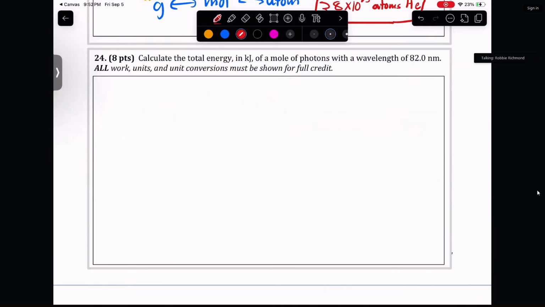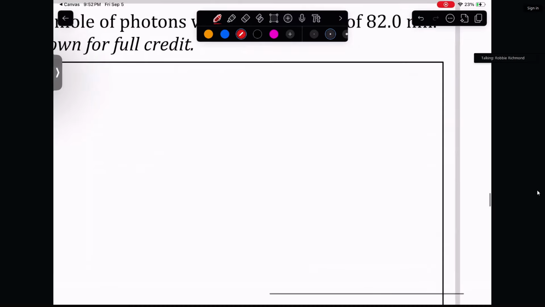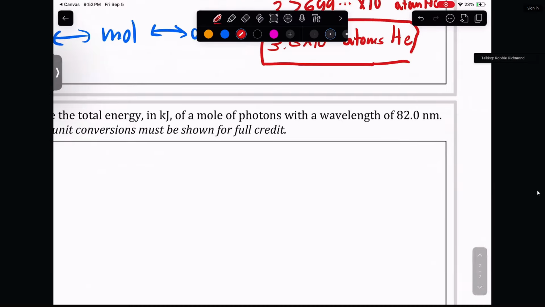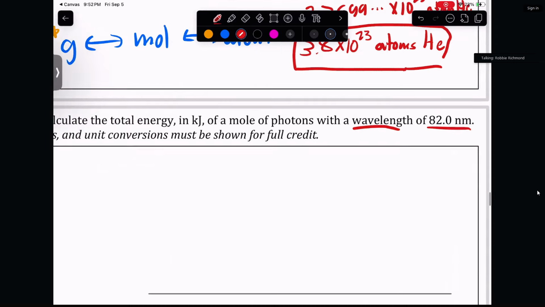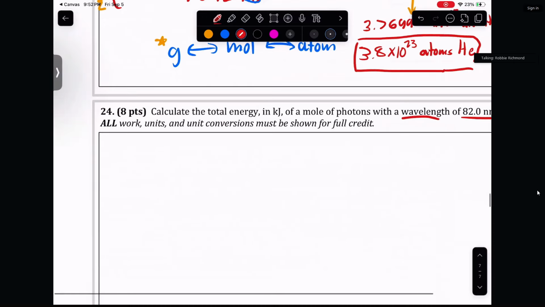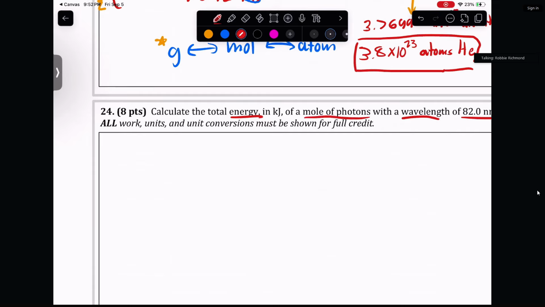All right, last free response question. Calculate the total energy in kilojoules of a mole of photons with a wavelength of 82 nanometers. One sentence with a lot of information. So what I see here is wavelength, 82 nanometers. I see energy in a mole of photons.